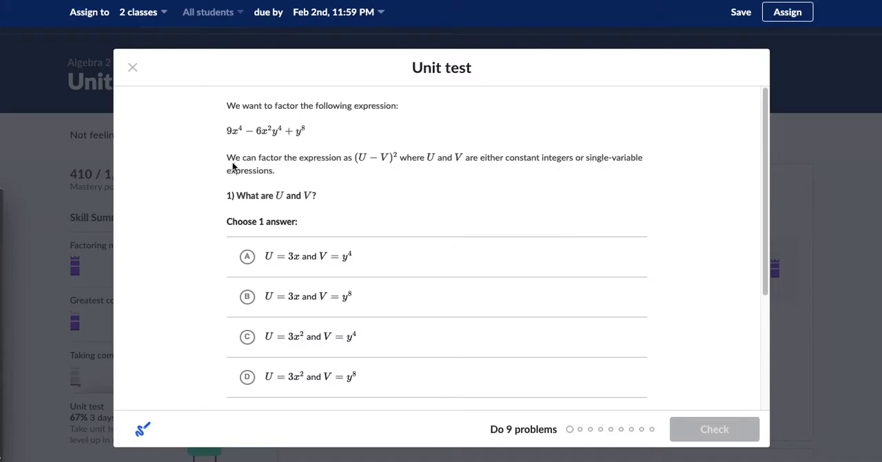Take a close look at what we've got here. Notice how the 9 is itself a square. X to the fourth is just x squared squared. You've got y to the eighth, which is y to the fourth squared. And then right here in the middle, you've got 6, which is 3 times 2.